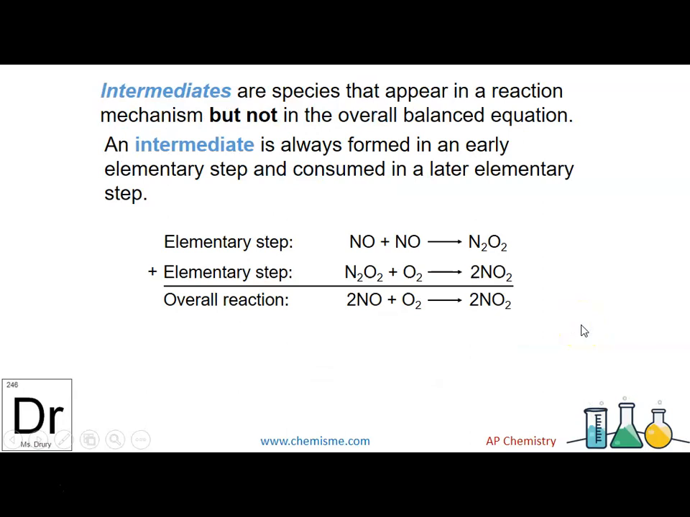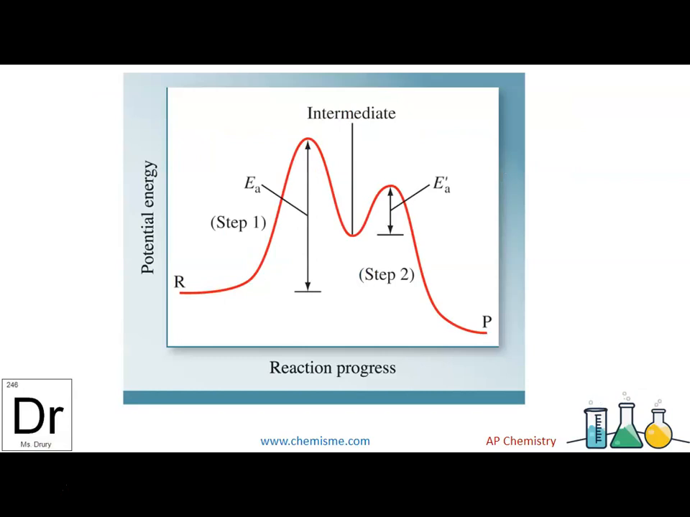So intermediates, like the ones we just canceled out, are species that appear in a reaction mechanism but not in the overall balanced equation. An intermediate is always formed in an earlier elementary step and consumed in a later elementary step, as we saw before. So the N2O2 was the intermediate. In a reaction energy diagram that we saw before, the reactants may be higher or lower than products. This is showing an exothermic reaction.